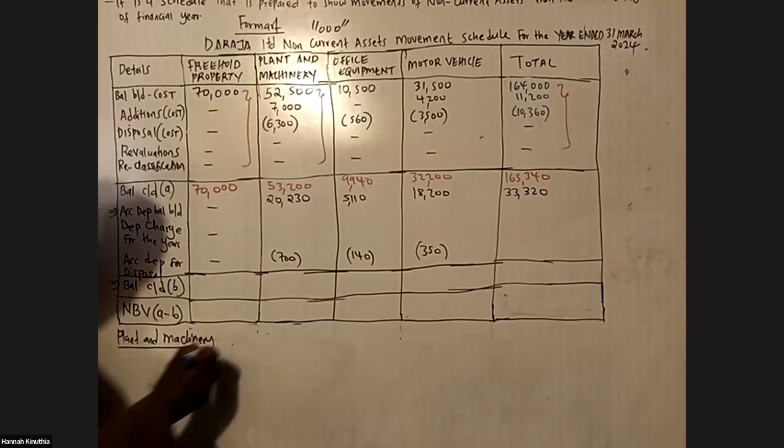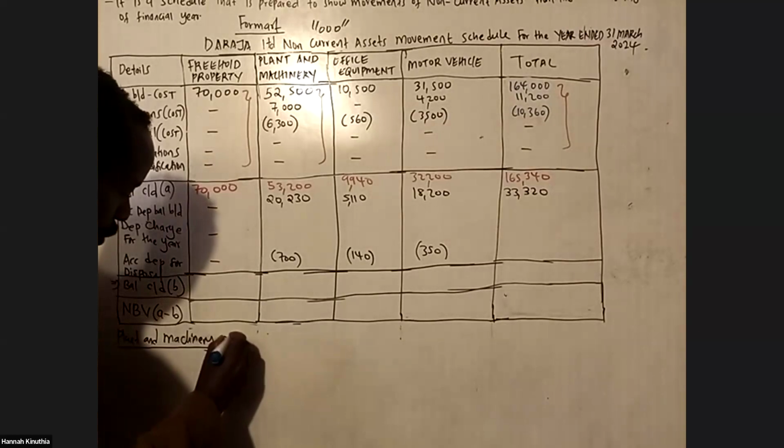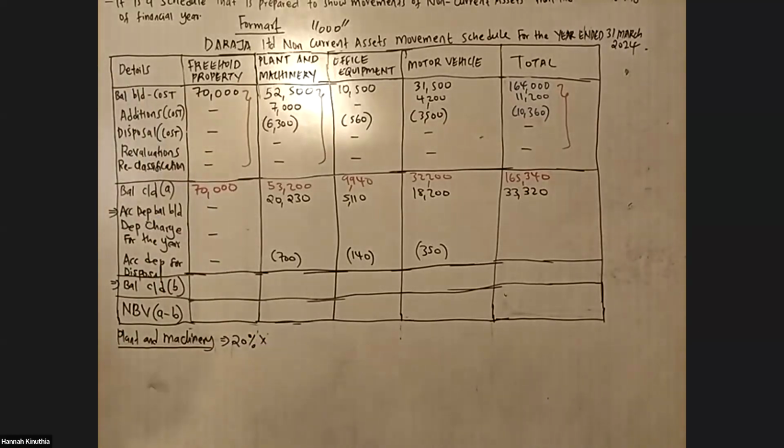And remember, when you calculate depreciation, you need to consider timing. When was that asset disposed or acquired? Now let us start. Number one, the rate is 20%. Remember, it's on straight-line basis. Now, it will be 20% on cost.